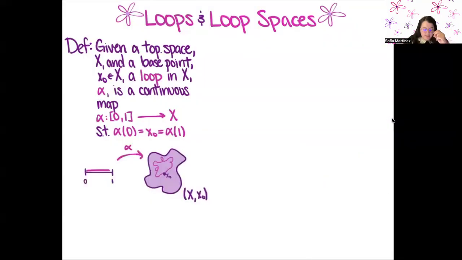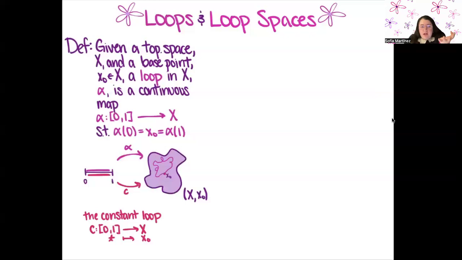What does that mean? That means the image of my loop alpha really looks like some twisty, turvy, circly thing in my space. But again, it's a map from the interval to the space where you start and finish at the same place, namely the base point, right? So here's a schematic. I'm going to draw lots of pictures like this today, so becoming familiar with the fact that a loop is really a map, right? So it's really these sorts of arrows, but its images look like our intuitive notion of loops.